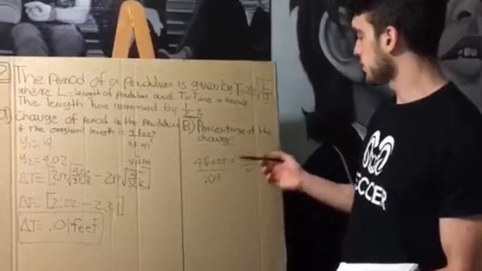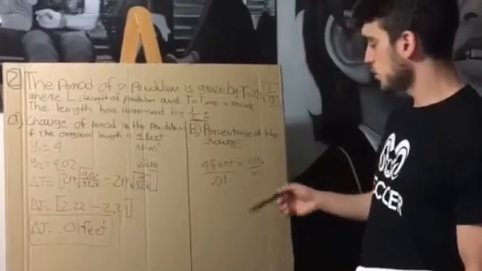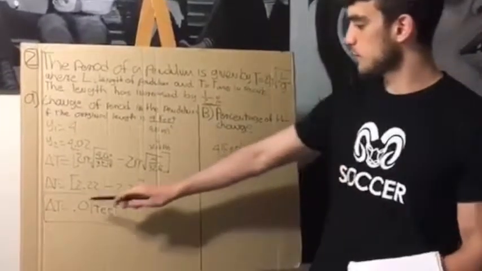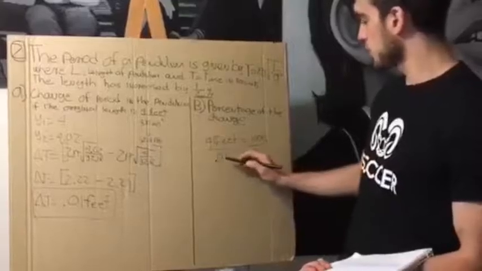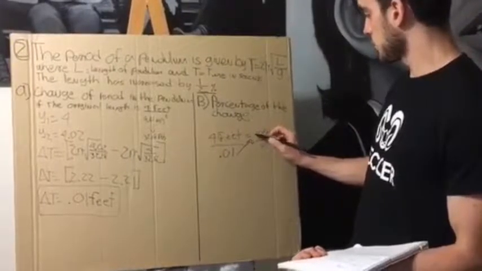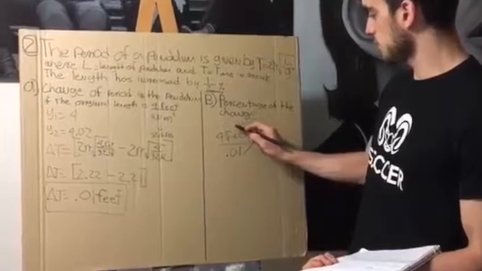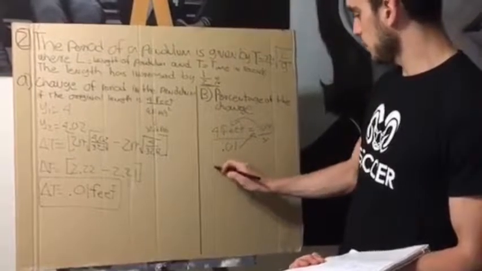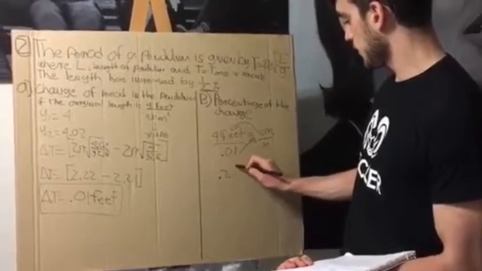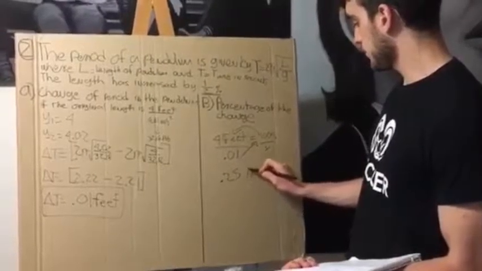In order to find the percentage of change, we just need to use the simple rule of 3. We have our change, which is 0.1, we will multiply it times 100, and then this we will divide by 4. This will give us 0.25%.